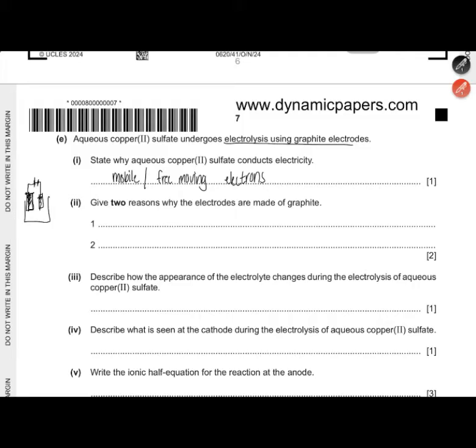It is because graphite is inert. If we don't want our electrodes to react with our electrolysis solution, they have to be inert so they don't react and they don't affect the products. And secondly, they should allow the movement of electrons. They should conduct electricity, because then the electrons will be able to flow from the battery through the electrodes to the solution.